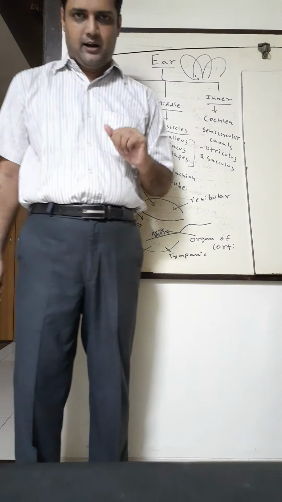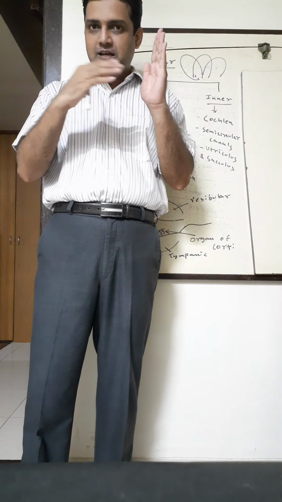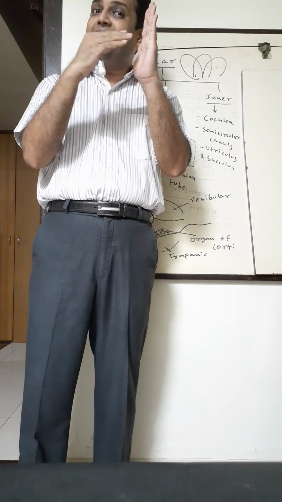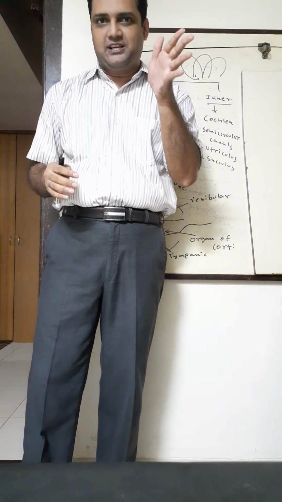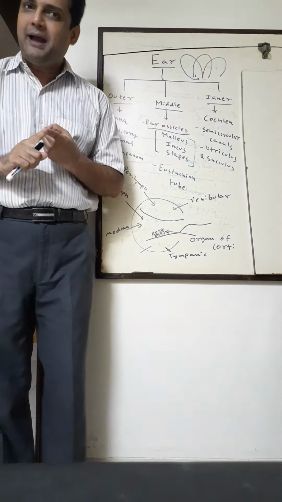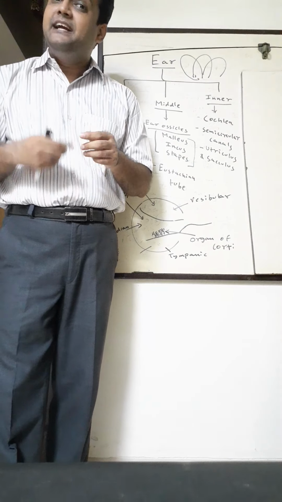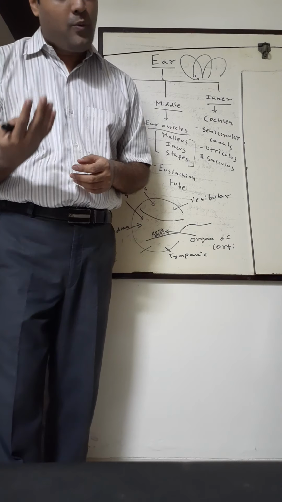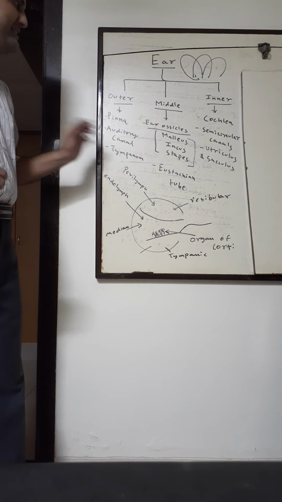What is the function of the eardrum? Sound waves are passing through it. The moment the sound waves strike, the eardrum vibrates. So if anybody asks you the function of tympanum or eardrum, you say it converts sound waves into vibrations. Okay, so that is the outer ear.